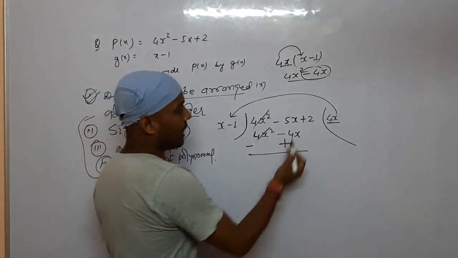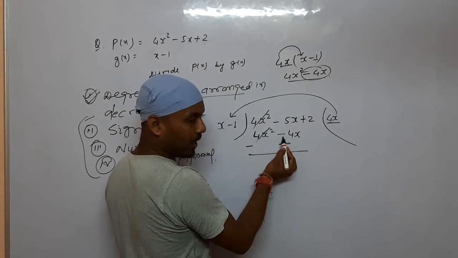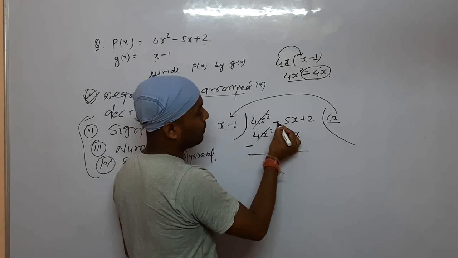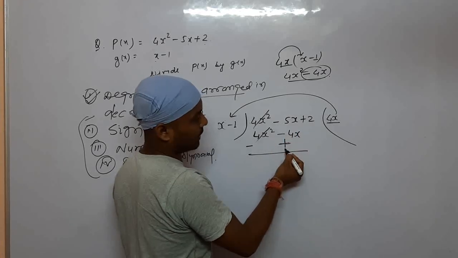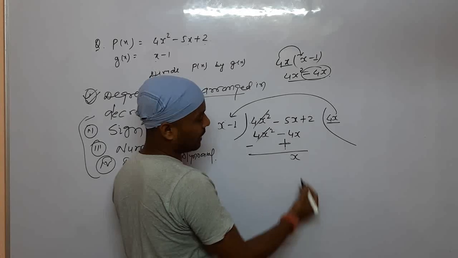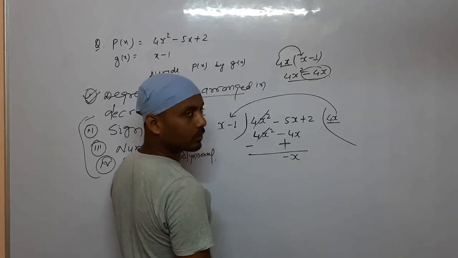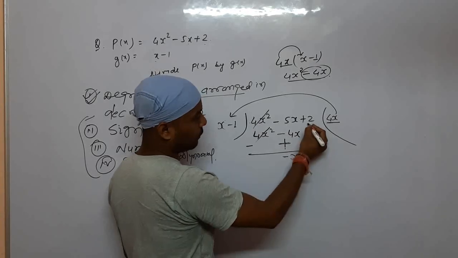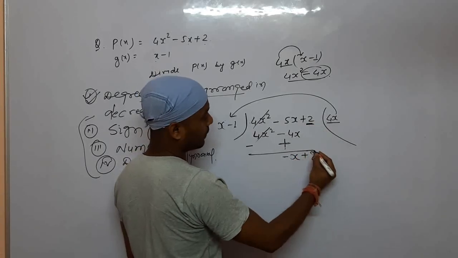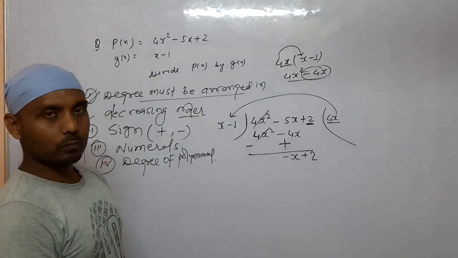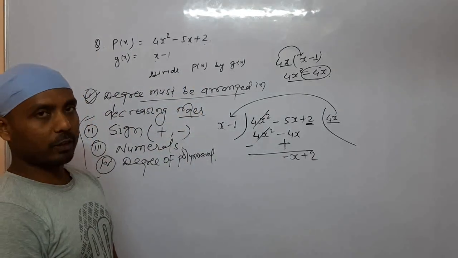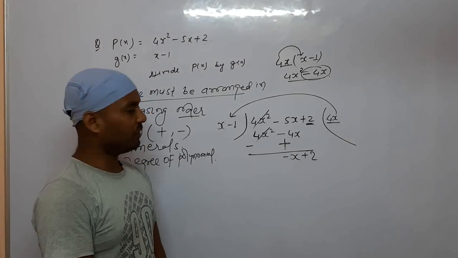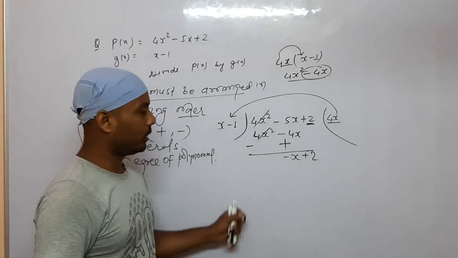Okay. Now minus 5x, not minus 4x. We will take plus 4x just because we have changed the sign. So minus 5x plus 4x, you will get minus x. Whatever the value is here, just write it over here. Now the first step of the division is completed. Now what will we do? We will continue our process.